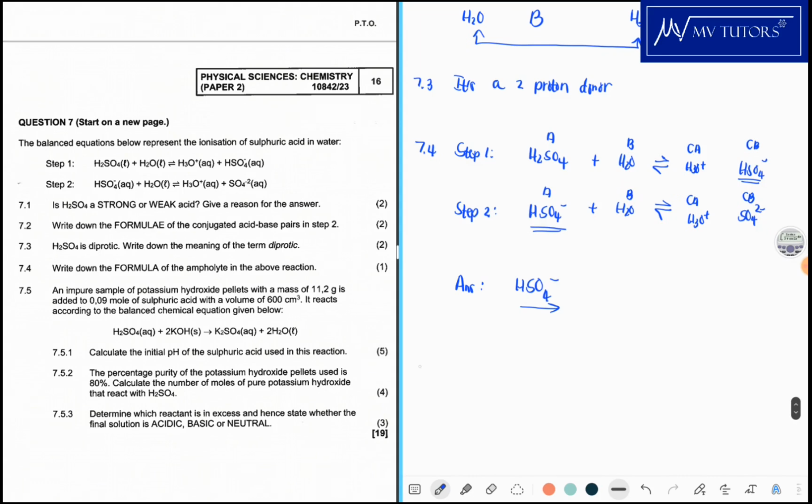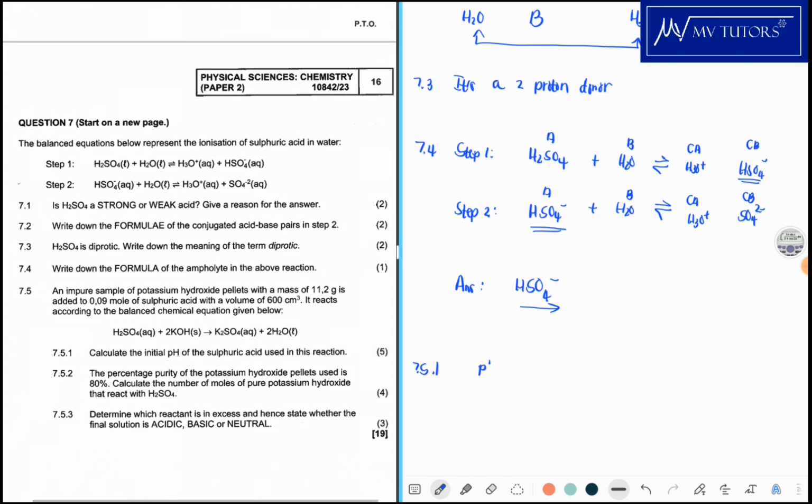And then 7.5. It says an impure sample of potassium hydroxide pellets with a mass of 11.2 grams is added to 0.09 mole of sulfuric acid with a volume of 600 cubic centimeters. It reacts according to the balanced chemical equation given below. So you have a strong acid, sulfuric acid, and a strong base, potassium hydroxide, so you produce a salt and water: potassium sulfate as well as water. Now 7.5.1 says calculate the initial pH of the sulfuric acid used in this reaction.